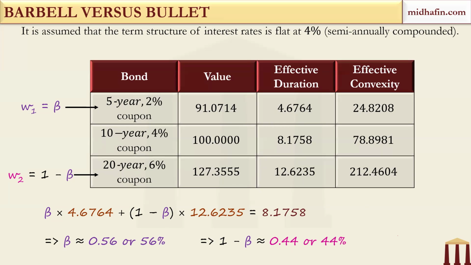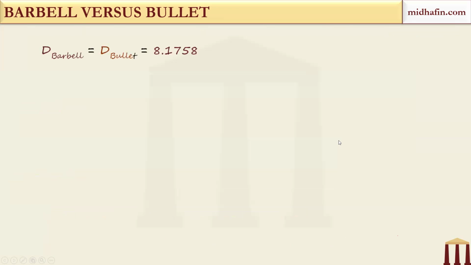Now you would say, okay Shubham, you did one thing. You matched the duration. What's the benefit you got? It's the same now. You see, the benefit comes in the form of convexity. So now let's calculate. The duration for both barbell and bullet is exactly 8.1758. That is as expected because I matched the duration. My portfolio matches the duration with your portfolio.